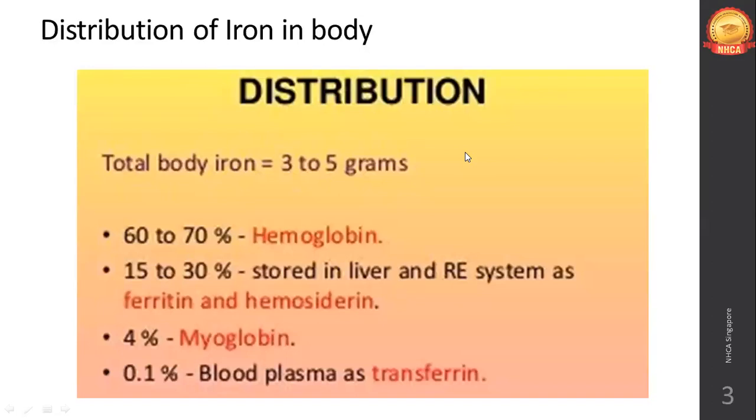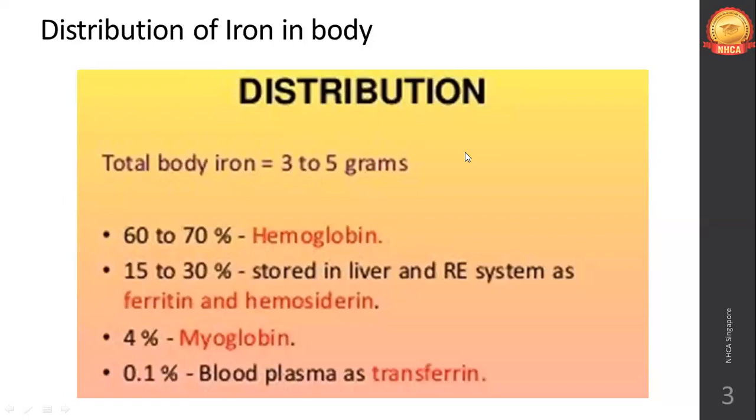Coming to the distribution of iron in the human body, total body iron is around 3 to 5 grams. If you consider different sources in the textbook, they have given 2.5 to 4 grams. In some other sources, it is 3 to 5 grams, but usually you will not find any source which claims more than 5 grams. Depending on it's a population average.